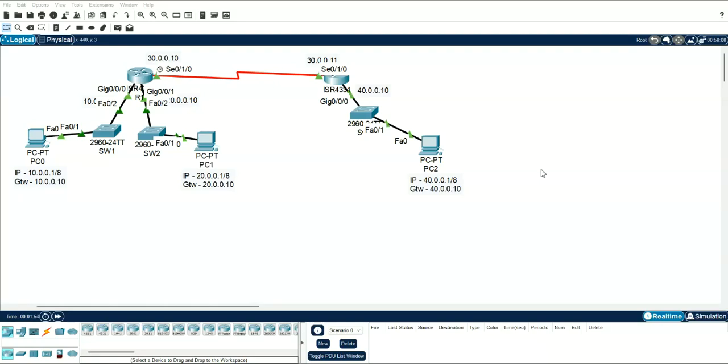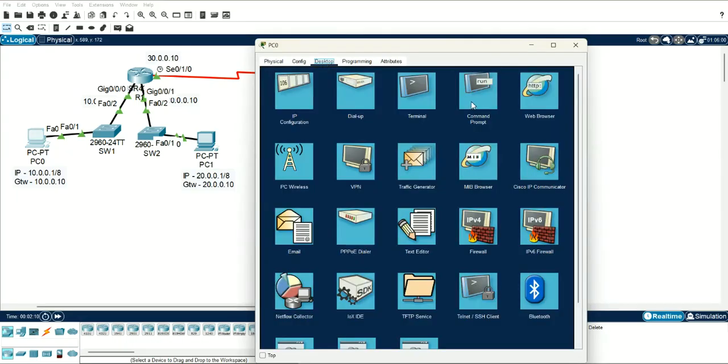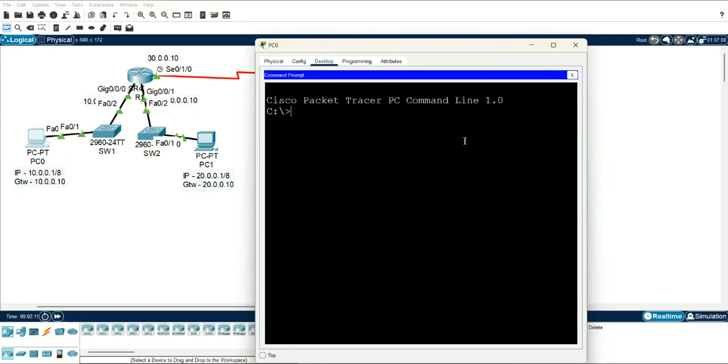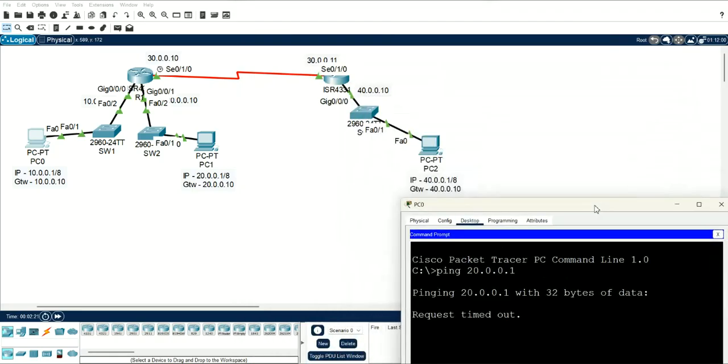Alright, so we have this topology. It's a well-known topology for us. We use this to write static routes, and then we were able to ping from anywhere to anywhere. Let's try pinging one more time. I'll go to this PC and try to ping first this one, 20.0.0.1. After that I'll ping 40.0.0.1.